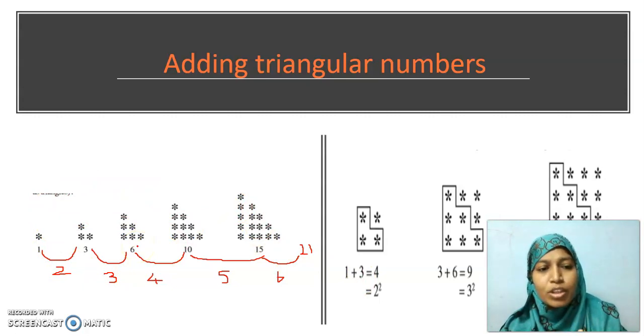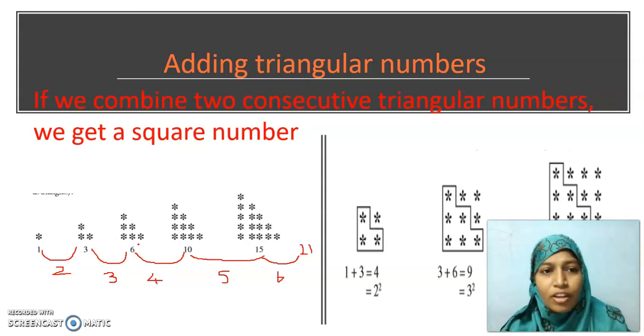The two triangle numbers should be very near to each other, consecutive numbers or successive numbers, and then they should be added. Is it clear, my dear children? So I can conclude, if we combine two consecutive triangular numbers, we get a square number. Is it clear, my dear children?